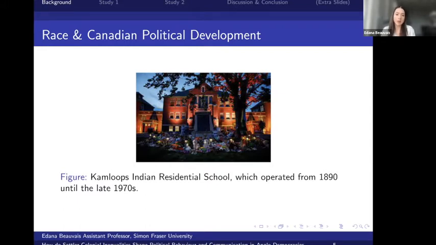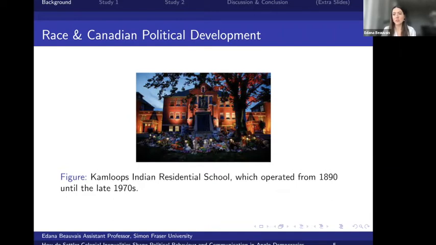Last summer and throughout the course of the last year, there have been a series of discoveries of many unmarked graves. This figure shows the Kamloops Indian Residential School, which is not far from where I'm giving my talk right now, where this past summer, 215 unmarked graves of Indigenous children were discovered. And throughout the course of the summer, many more graves were found at a series of schools.